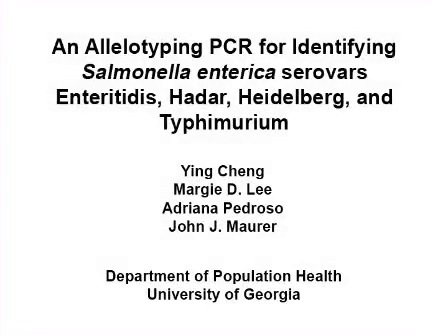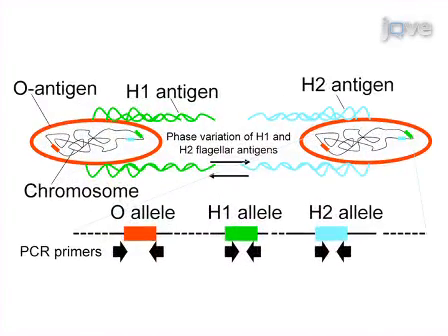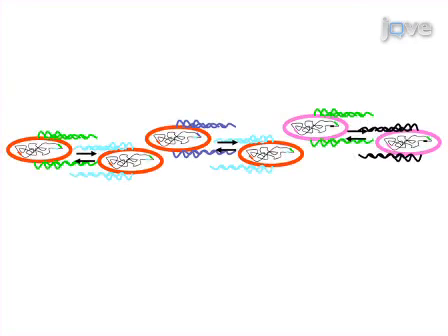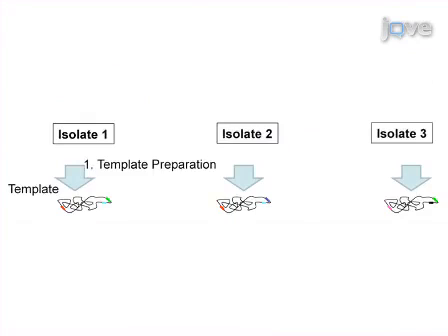The overall goal of the following experiment is to identify specific Salmonella antigen alleles. This is achieved by targeting PCR to identify specific sequence differences associated with these alleles. Sample template is added to a PCR reaction mix containing allele-specific primers, and the O, H1 and H2 Allelotyping PCRs are run in the thermocycler.